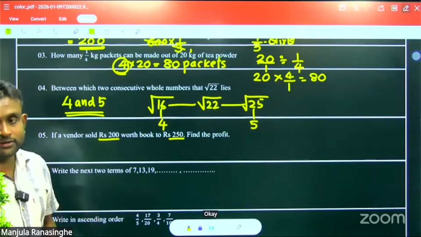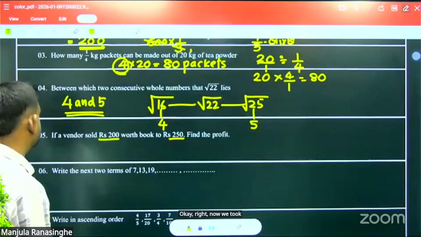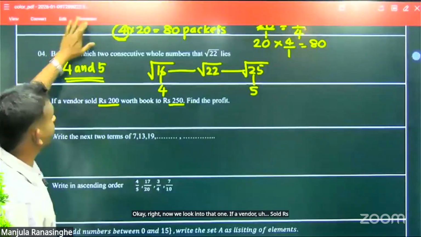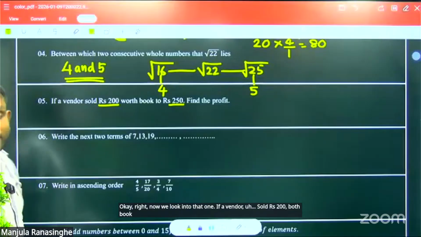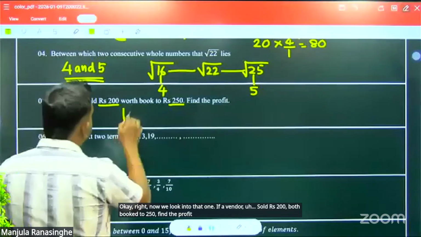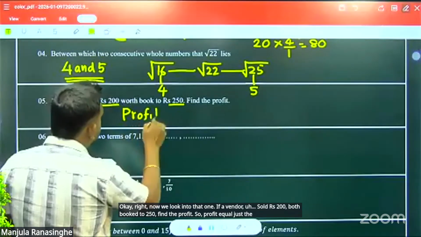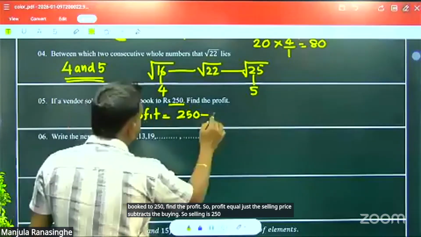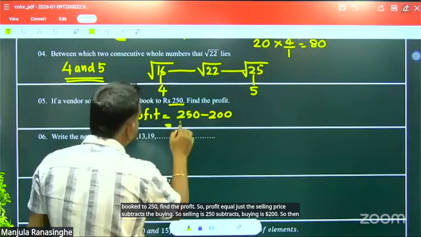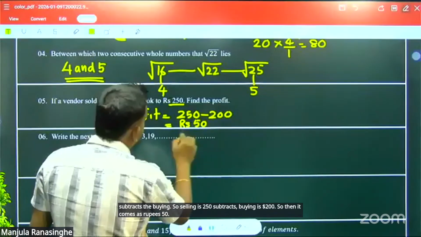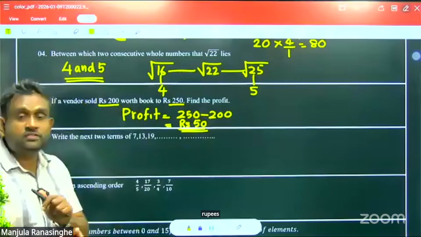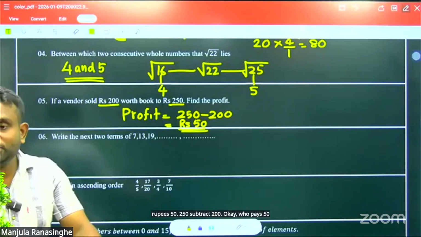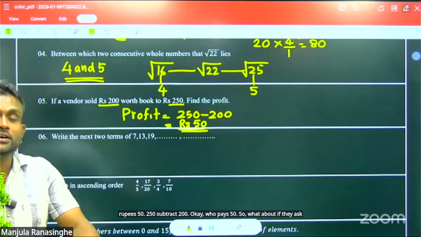Right. Now we should look into that one. If a vendor sold, bought a book for rupees 200 and sold it for 250, find the profit. So profit equals the selling price subtract the buying price. Selling is 250 subtract buying is 200. So then it comes as rupees 50. Rupees 50.